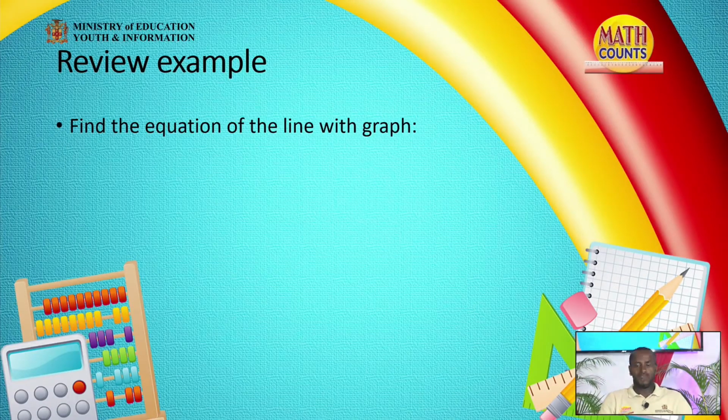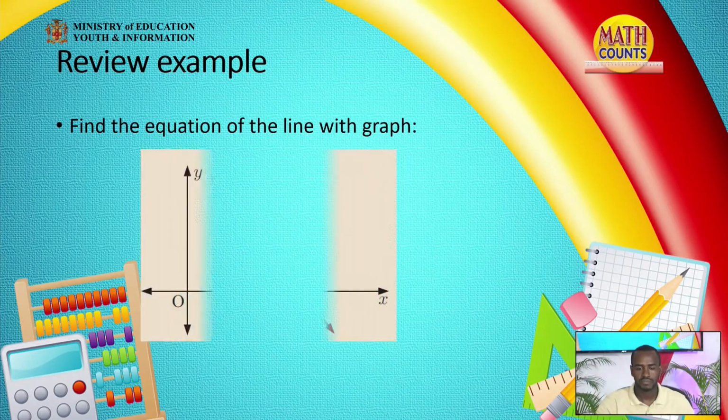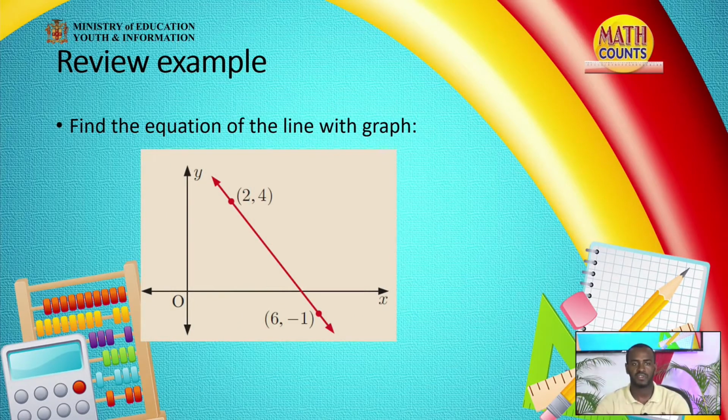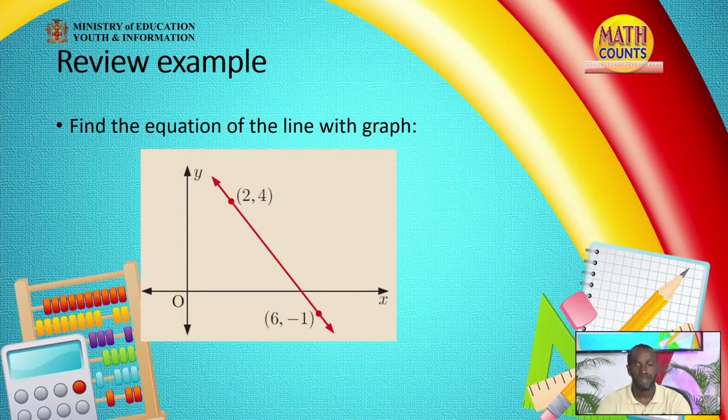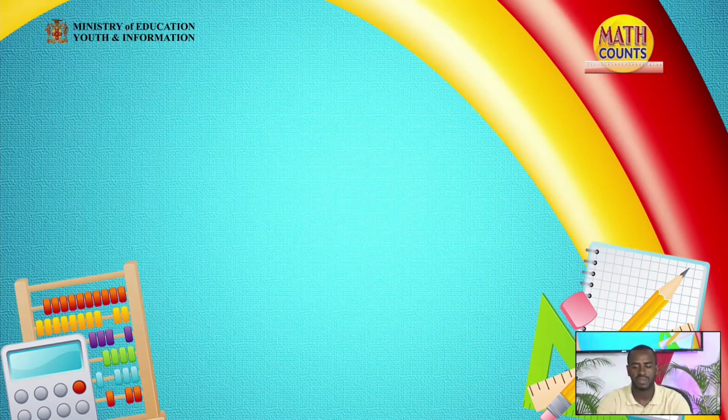Find the equation of a line with graph. So now we have the graph, and we have 2 points on this graph. And we are asked to find the equation of this line. How do we go about that? Now you should be remembering some concepts that were covered from the last session. So let us now go together and find the solution for this question.